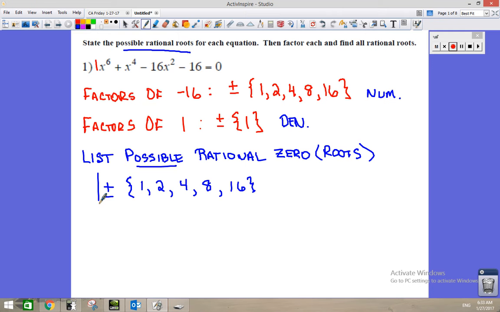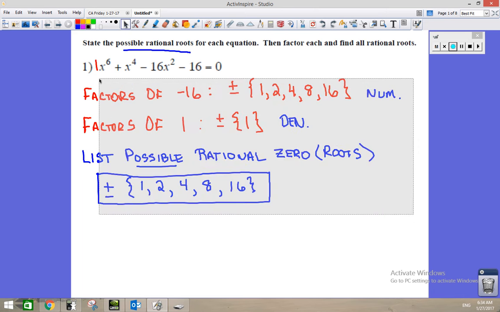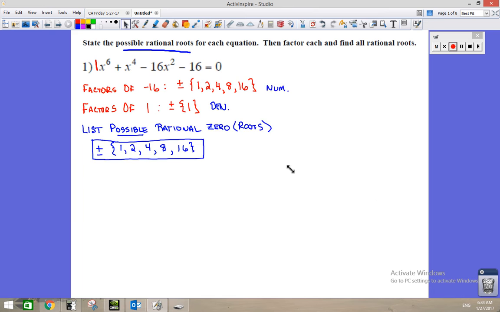Okay, so here's one of my answers. Now, if this graph crosses the x-axis at a rational zero, it'll be in this list. And we can either do synthetic division on these numbers or plug them in. A lot of times with just 1, I'll just look at it and do the arithmetic rather than going through the whole synthetic division process. But let me show you.